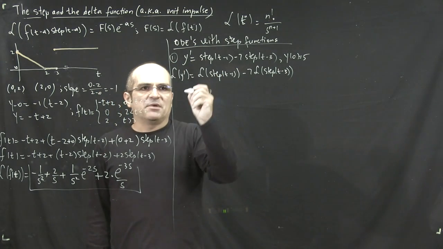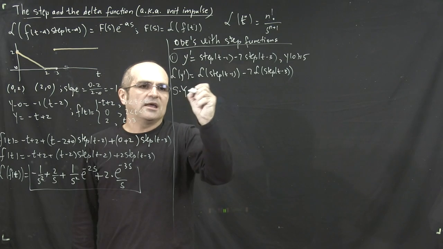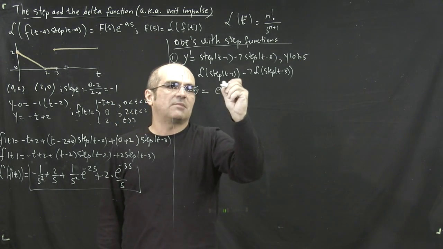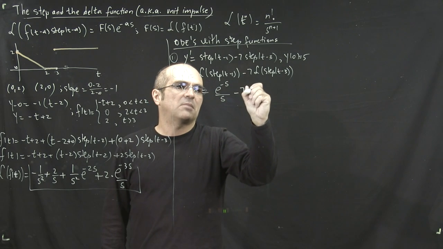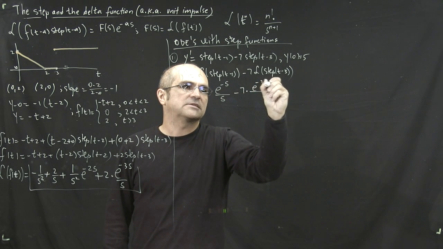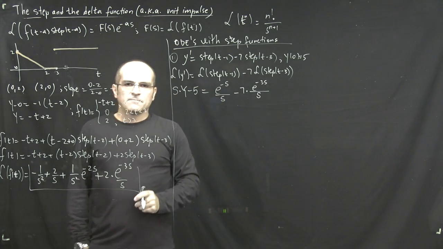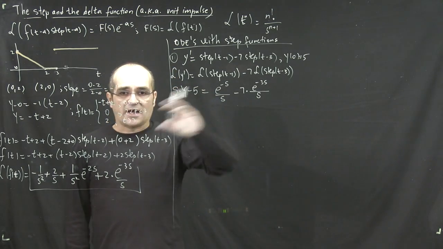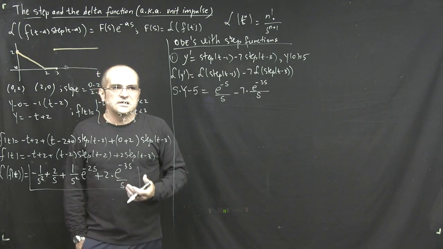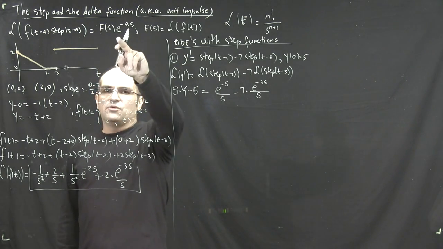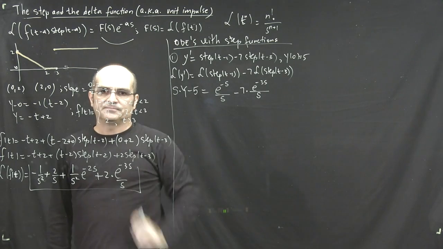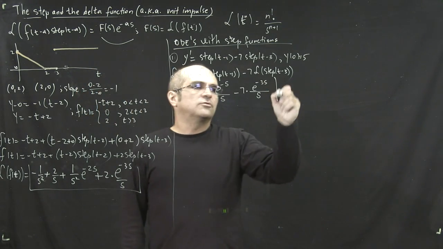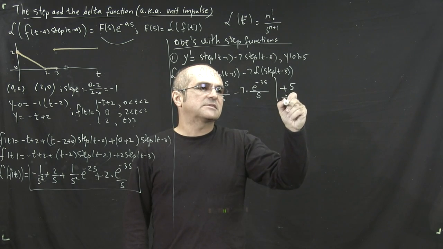And again, have the table in front of you. s times big Y minus y of 0, which is 5, would be equal to e to the minus s over s minus 7 e to the minus 3s over s. So you could tell already that once we find Y and then revert back to little y via the inverse Laplace, we will have to deal with the delay theorem, because you will end up with quantities like this, in that form.